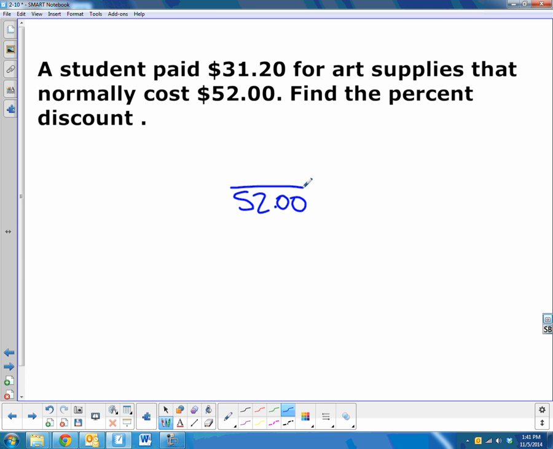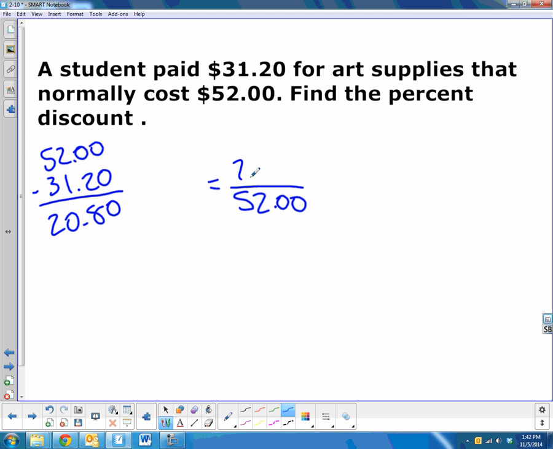Now, the amount of change, how much does it change? Well, we know the new cost, but we don't know how much it changed. So let's figure that out. Because remember that the formula says we take the original, we take the amount of change. How much does it change? 31.20. And so if we subtract, we're going to get, what, $20.80. Double check my math for me there, but that should be right, $20.80.